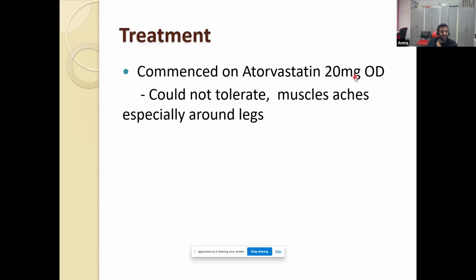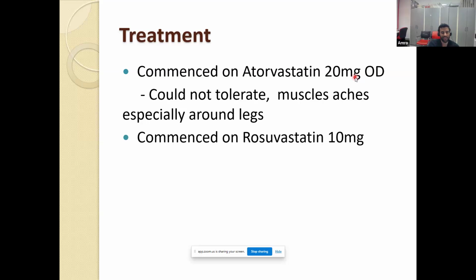He couldn't tolerate it. He developed muscle aches and pains around his legs. So he was like, I'm not going back on the atorvastatin. He threw it back in our faces. So as Zainab asked before, what would we do? We put him on rosuvastatin 10 milligrams. In hindsight, maybe we should have put him on 5 milligrams, the lower dose, to build him up slowly.